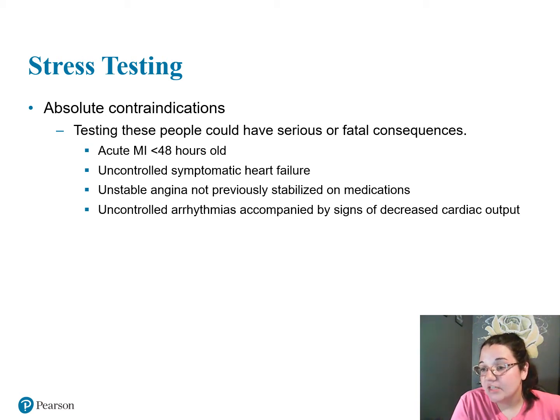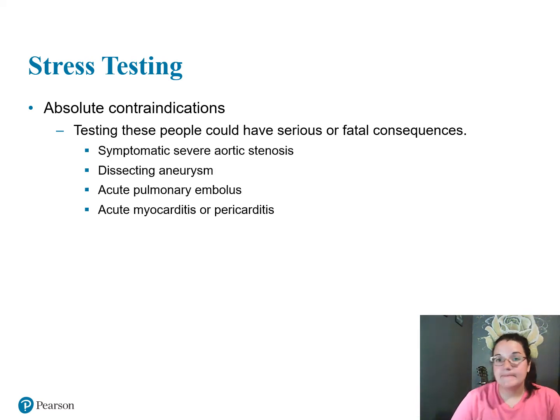So we definitely do not want to put any of these patients on a treadmill or a stress test because it is an absolute contraindication. Testing these people could have serious or fatal consequences. Symptomatic severe aortic stenosis is also an absolute contraindication. Dissecting aneurysm, acute pulmonary embolus, that's your lungs, and acute myocarditis or pericarditis.